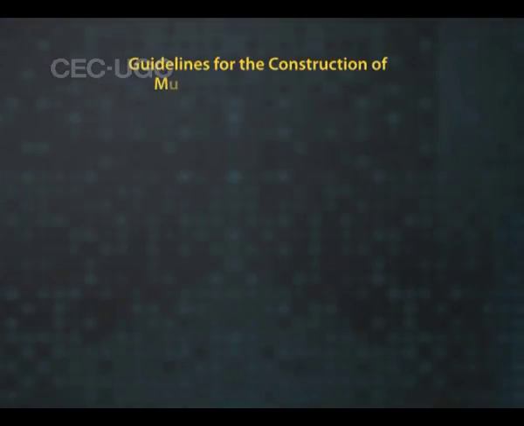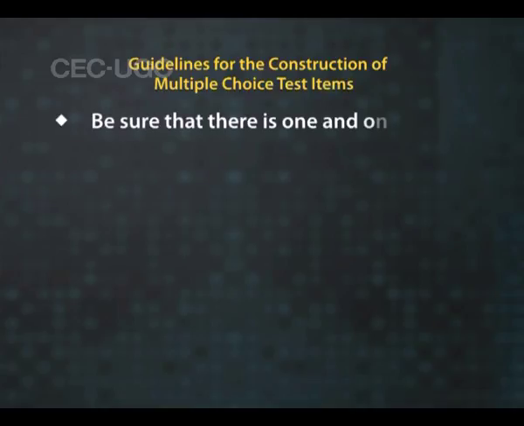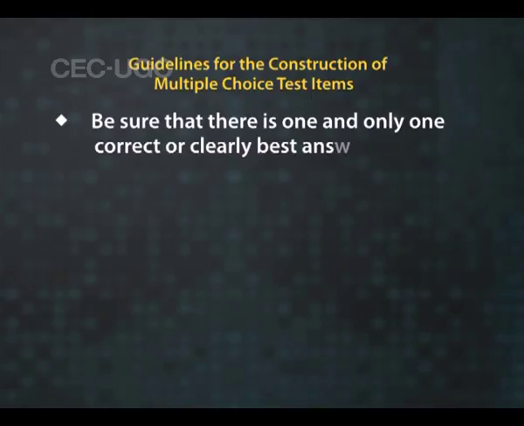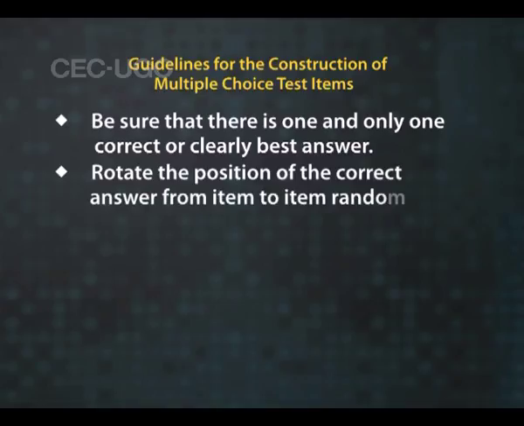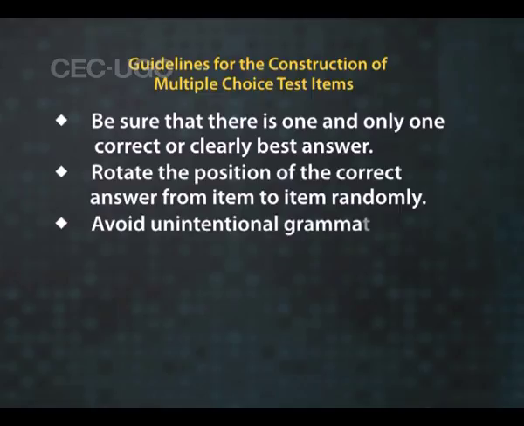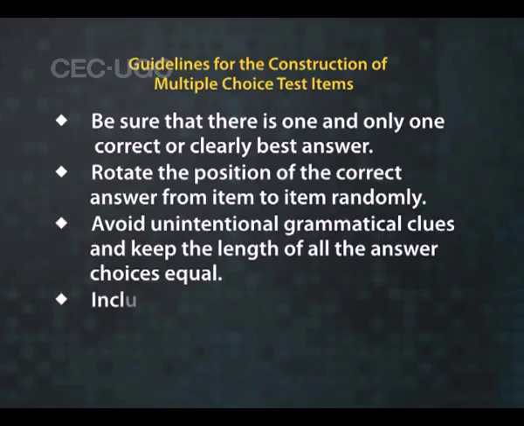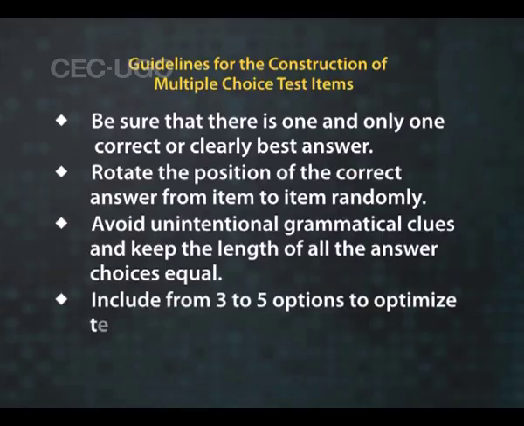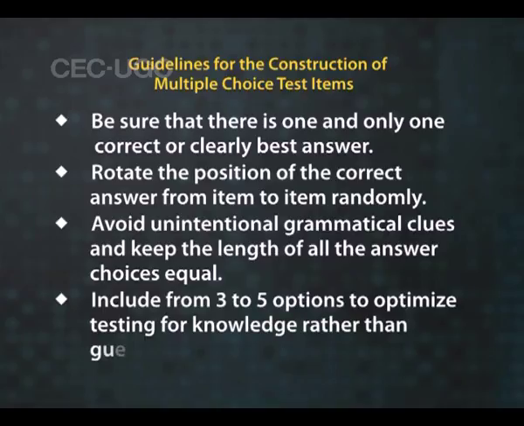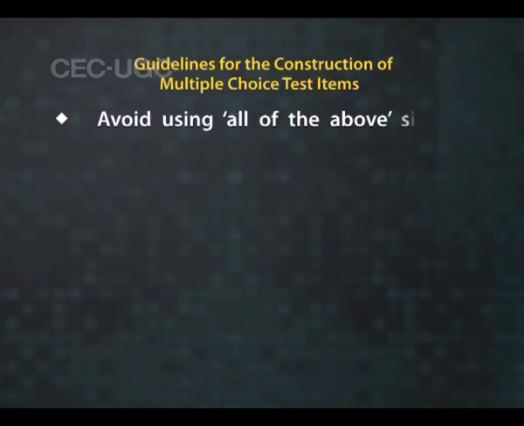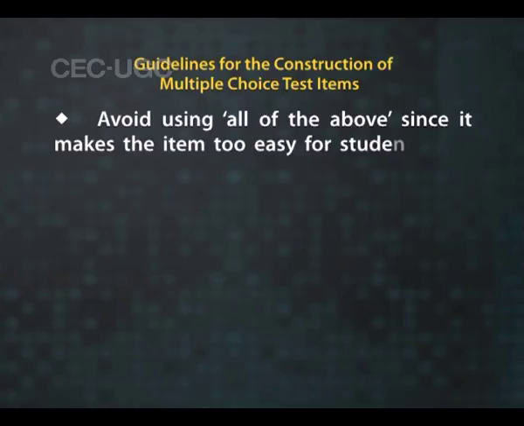Guidelines for the construction of multiple choice test items. Be sure that there is one and only one correct or clearly best answer. Rotate the position of the correct answer from item to item randomly. Avoid unintentional grammatical clues and keep the length of all the answer choices equal. Include from 3 to 5 options to optimize testing for knowledge rather than guessing. Avoid using "all of the above," since it makes the item too easy for students with partial information.